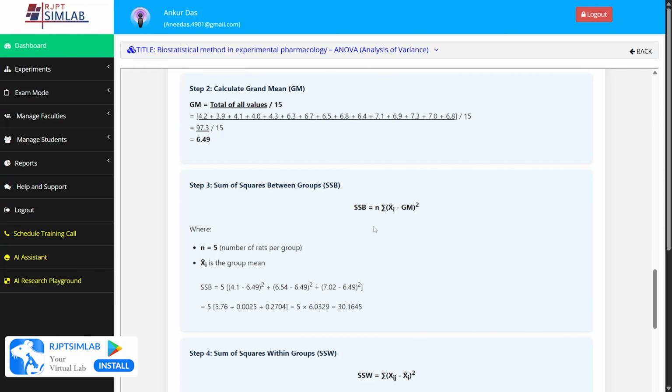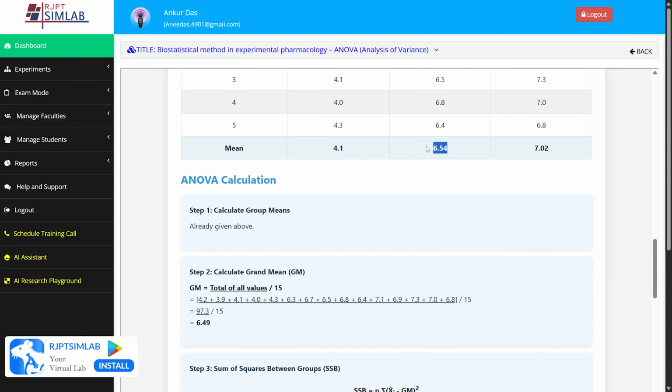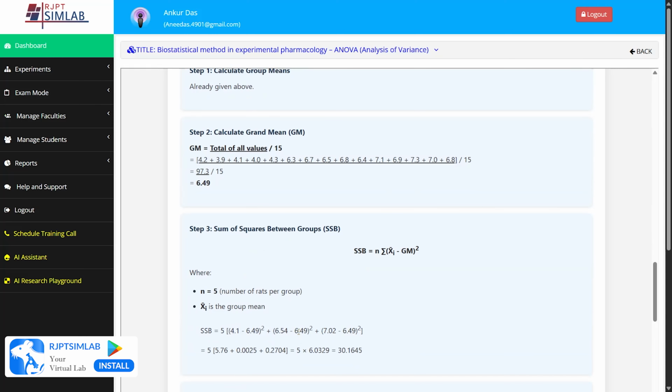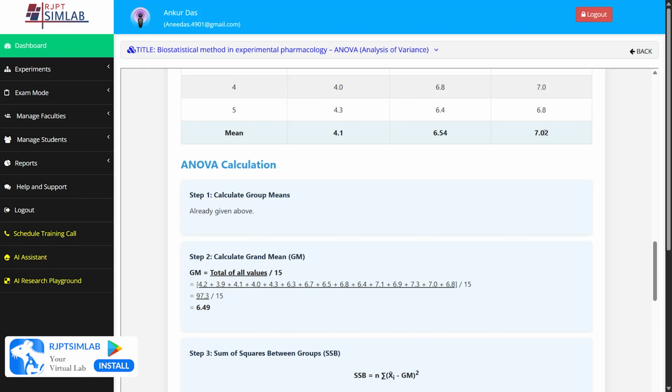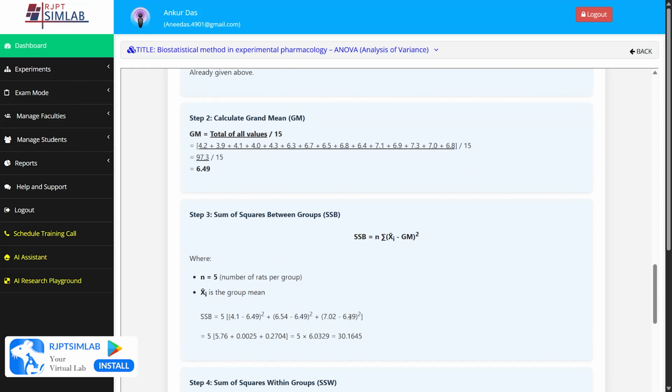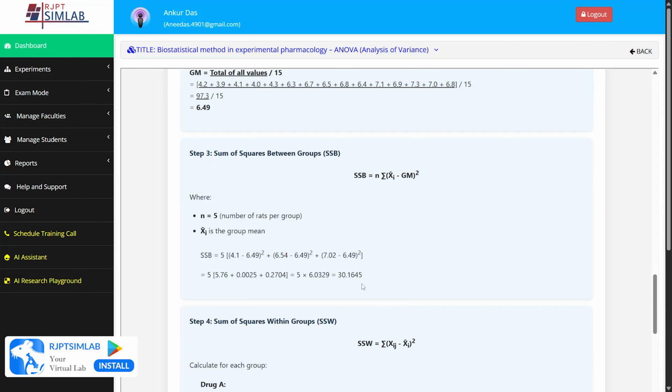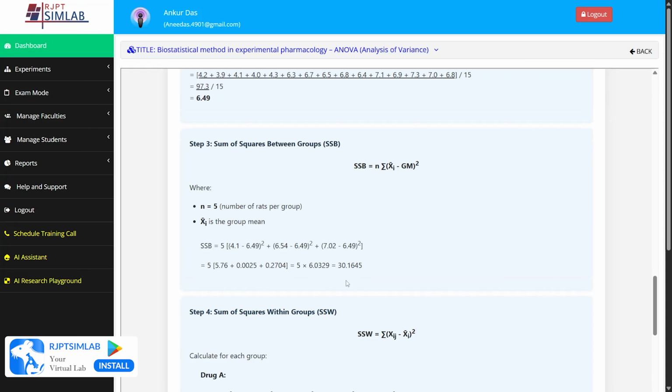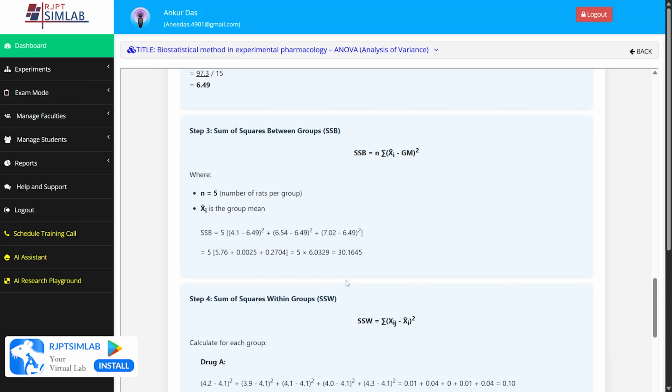So now when we put the values into the formula, SSB is equal to the number of rats, 5, times the mean of the first group, 4.1, minus the grand mean, 6.49, and its whole square. Similarly, for the second group, the mean is 6.54 that we have got over here, minus the grand mean and the whole square of it. And similarly, the third group's mean minus the grand mean and its whole square. After calculating, we have got the value 13.1645. This is the sum of squares between the groups, the SSB value.